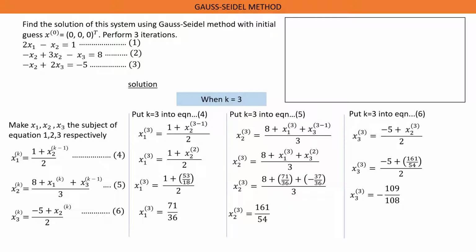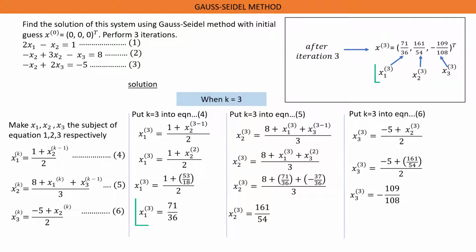The values of S after iteration 3: S iteration 3 equals 71 over 36, 161 over 54, and negative 109 over 108 transpose. S1 iteration 3 is 71 over 36. S2 iteration 3 is 161 over 54 and S3 iteration 3 is negative 109 over 108.